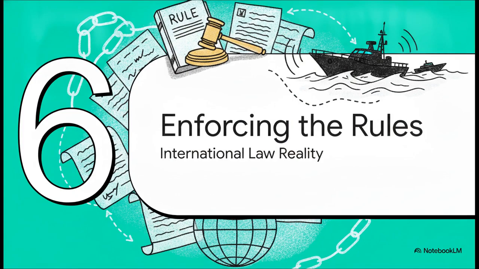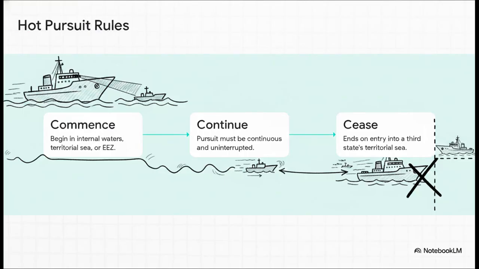Section 6. Enforcing the rules, the reality of international law. So, having a beautifully crafted rulebook and a history of case law is great, but how does a coastal state actually enforce these laws against a fleeing rule breaker on the open water? The answer lies in the highly dramatic rules of hot pursuit under Article 111. But it's not a movie free-for-all. It's a highly specific legal process.